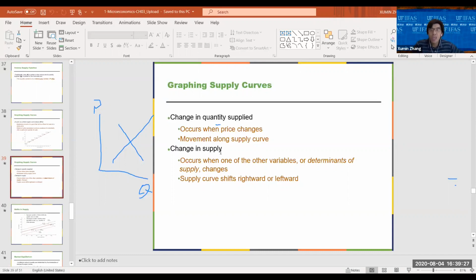But if any change other than those factors happens, then this becomes the shifting of the supply curve. Imagine if you have a technology change, like SpaceX. I like SpaceX a lot. Very likely, the supply of, let's say, rockets to send to outer space can increase a lot. This shifts the supply curve to the right.